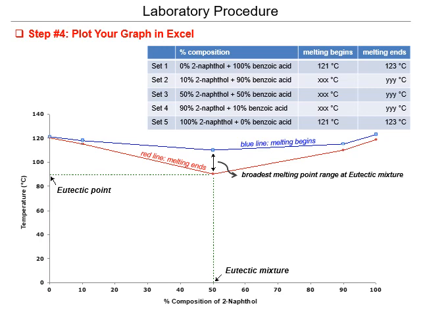And because that matches with the third data points of both the blue and the red line, we can say that our eutectic mixture is, for our data at least, a 50% 2-naphthol, 50% benzoic acid mixture, and its eutectic melting point is around 90 degrees Celsius. Now this is about right.